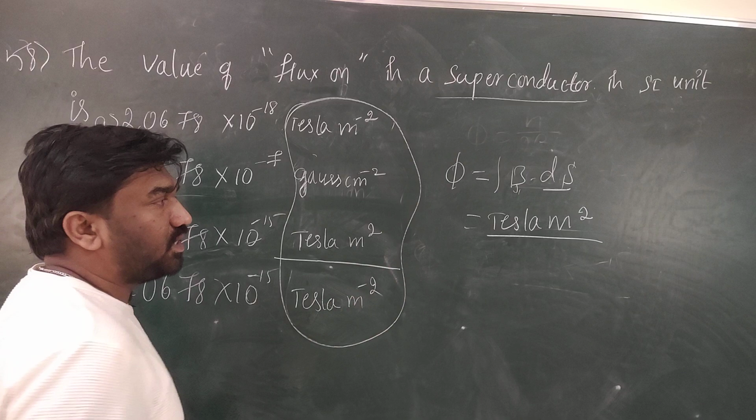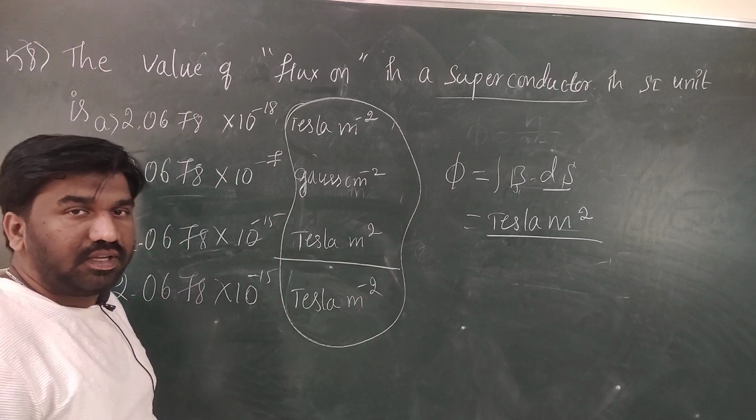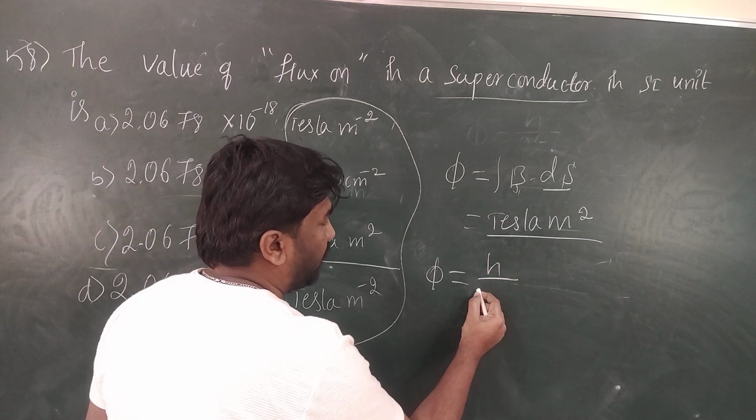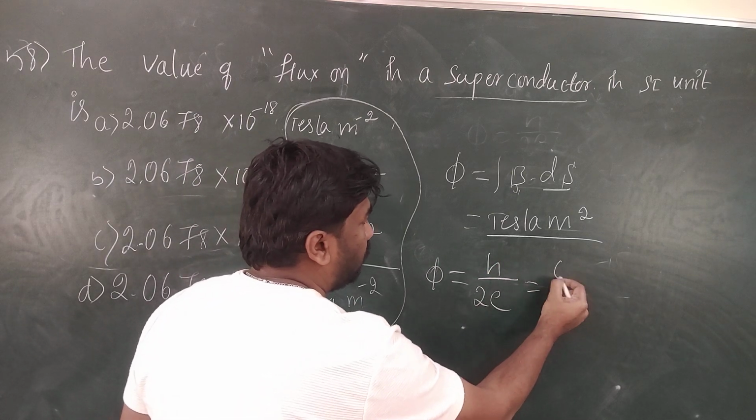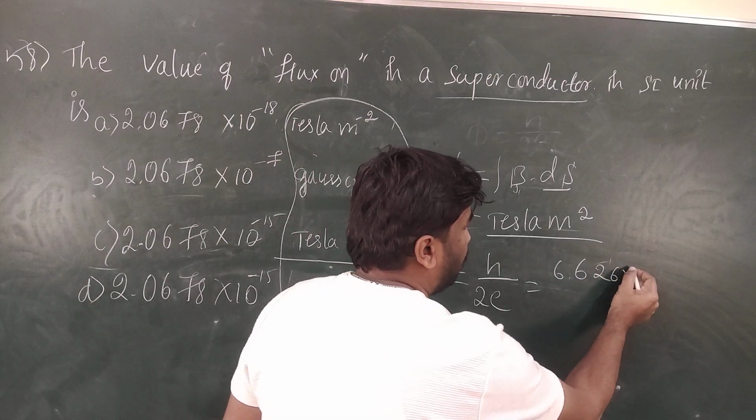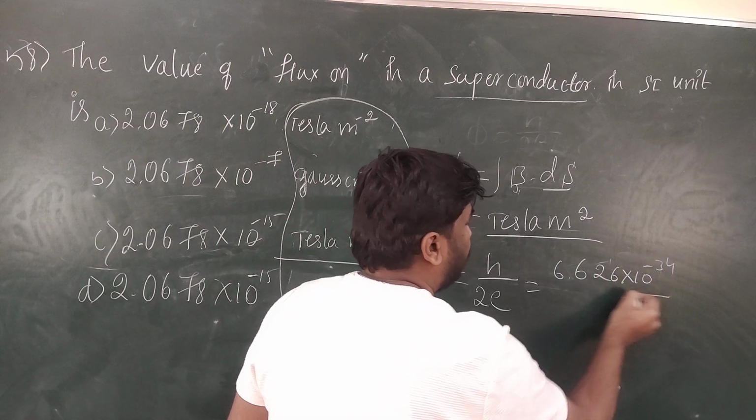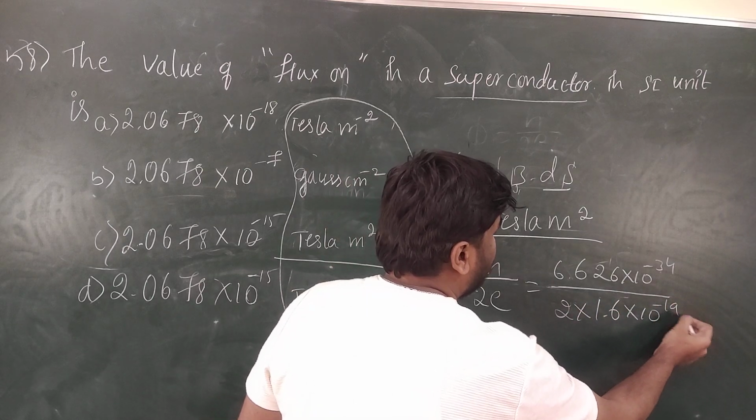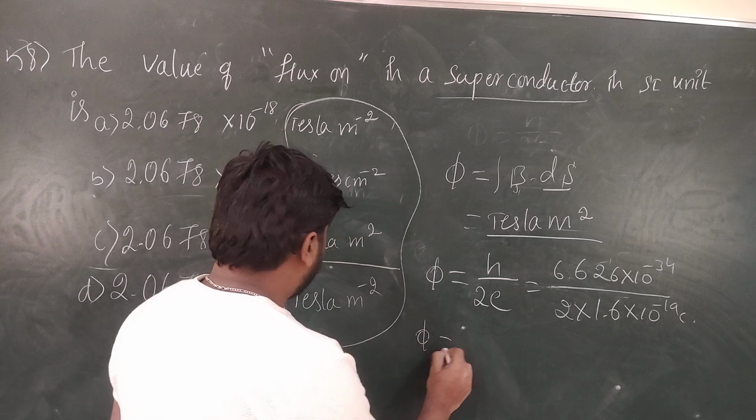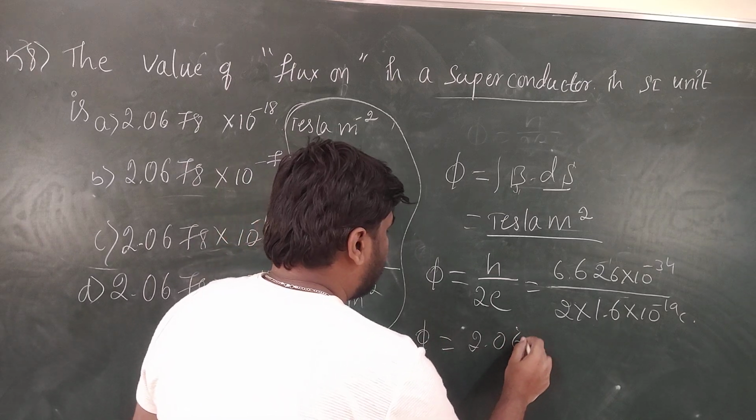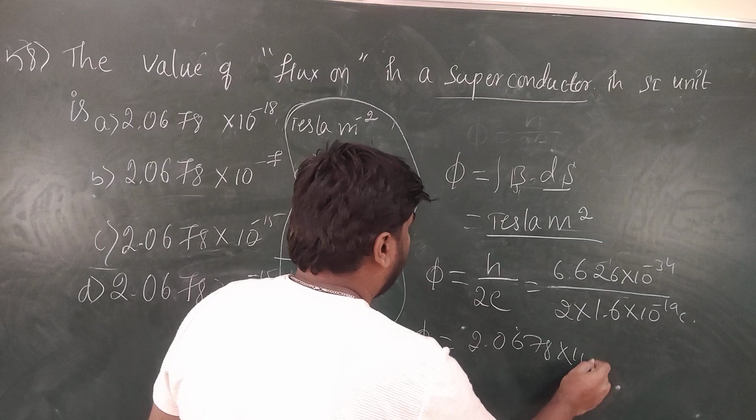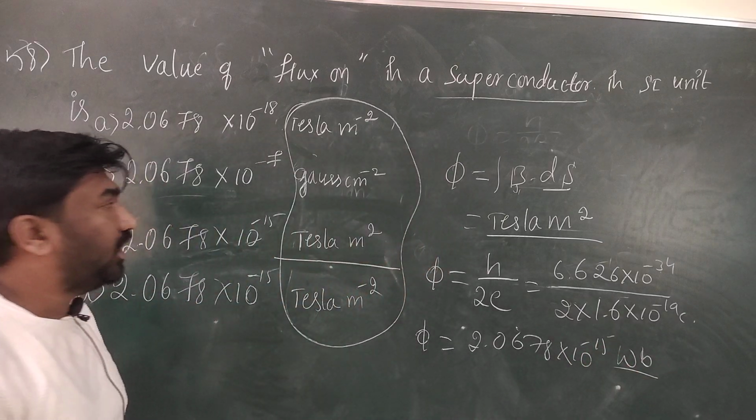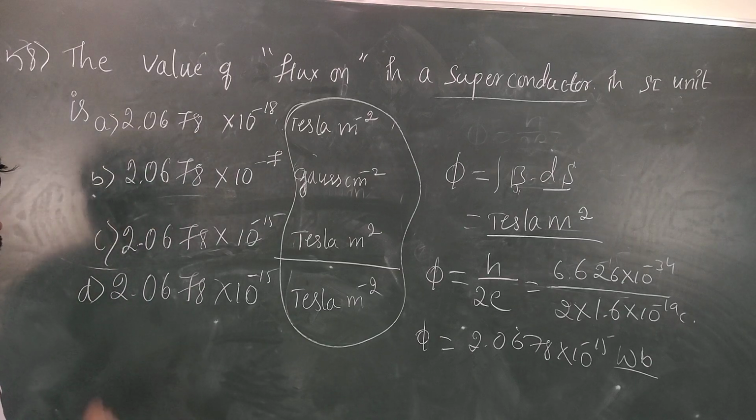Option number C. And the numerical value you can also calculate by using the formula flux phi is equal to h by 2e, which is equal to 6.626 into 10 to the power of minus 34 divided by 2 into 1.6 into 10 to the power of minus 19 coulomb. If you calculate this, flux is equal to 2.0678 into 10 to the power of minus 15 Weber, you will get. So this is the correct option.